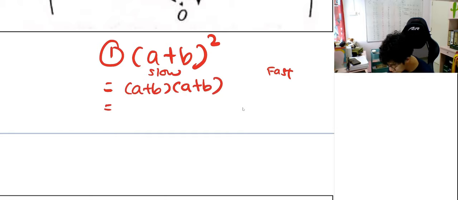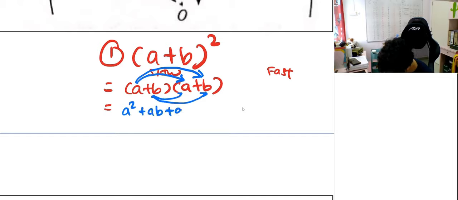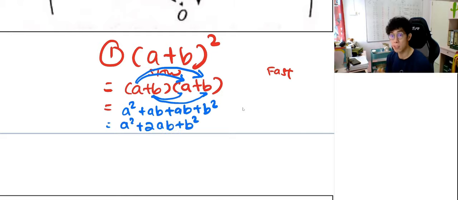Then I remember I said some school teachers say the rainbow method or the jumping method. See or not? That's why some students say 4, because eventually you will get 3. So you say 4 also okay, but not complete yet. So a and a, you get a square, then plus ab plus b square, finally a square plus 2ab plus b square.